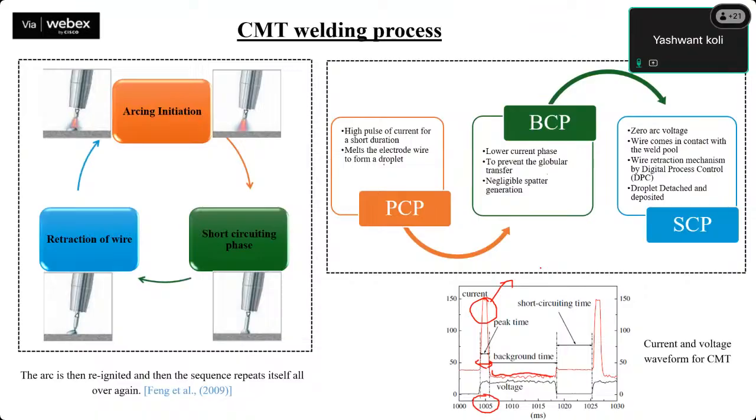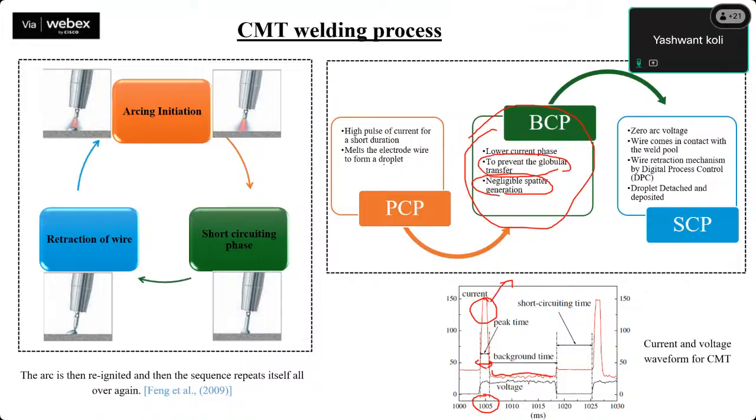GMAW doesn't prevent globular transfer. You have also done the GMAW process, that's a basic UG course we have done. In GMAW we have very much seen that around the welding there is a lot of spatter generation. So in GMAW there is no controllable factor. But CMT is good at controlling the current phases. As it is controlling the current phases, spatter generation is very less, and we can achieve a tiny droplet.